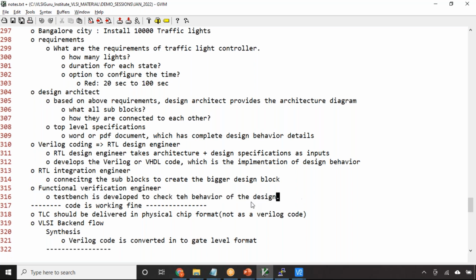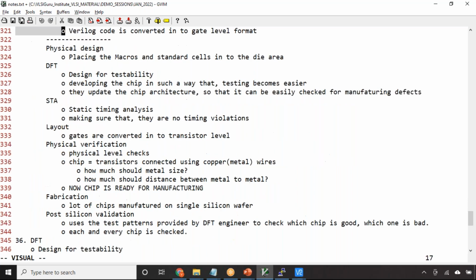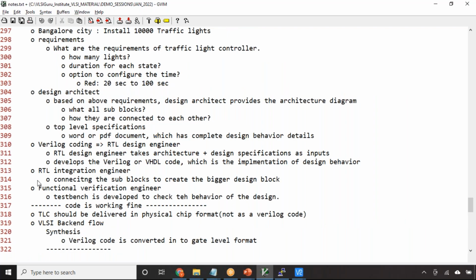If you ask me, did I do any architecture work? No. Did I do any physical design work? No. Did I do any DFT work? No. I don't even know what DFT was, just because I run an institute, I know what is DFT. Otherwise, as a functional verification engineer, there is no need for me to know anything else in depth.